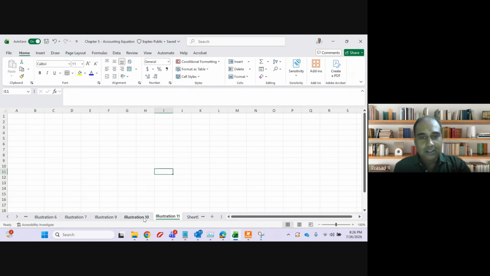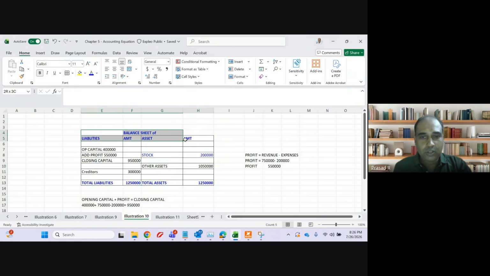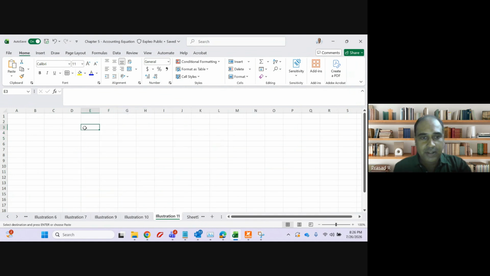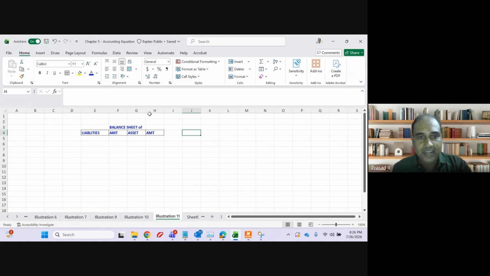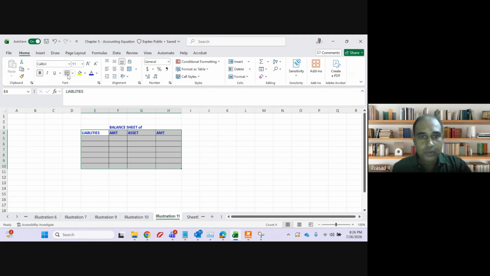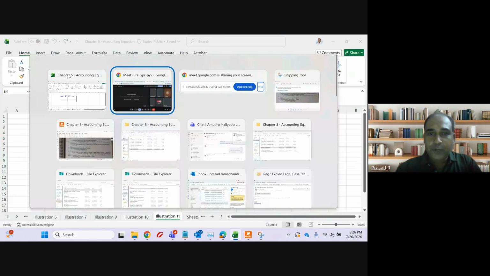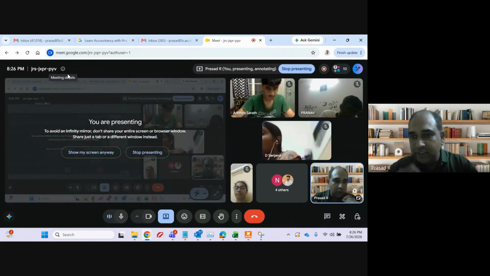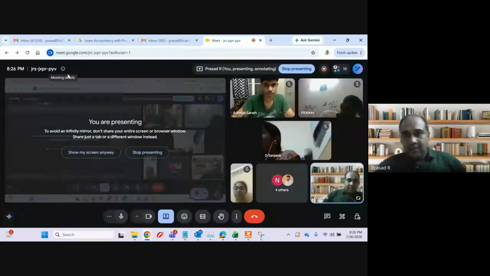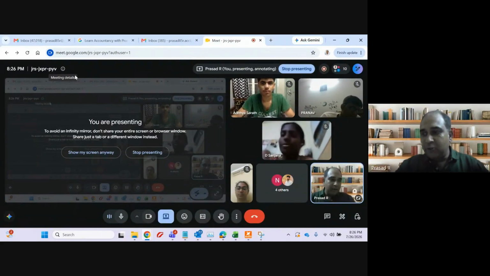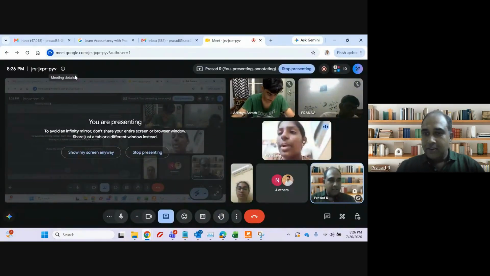Illustration 11. Again, same concept. We will try to find out the missing value. I don't know what is given. I have not even seen the question, but let's try to put it in this format. Gurman commences his cloth business on 1st April 2025. Is 1st April opening capital or closing capital? 1st April is always opening capital.